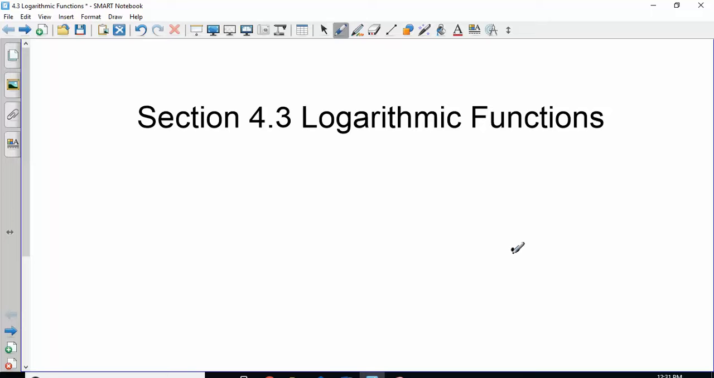Today we're just going to really focus on what a logarithm is, and we're going to look at the graphs of the logarithms. And then next week we'll start solving equations that have logarithms in them.